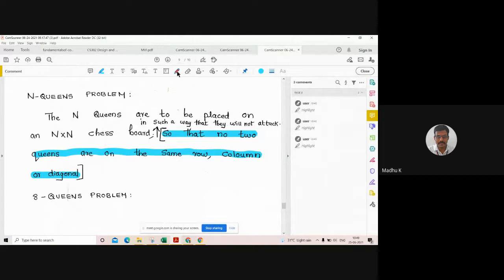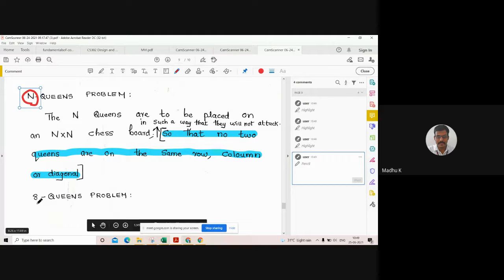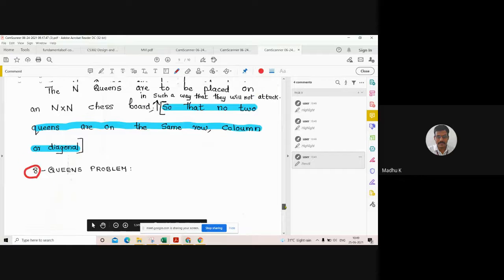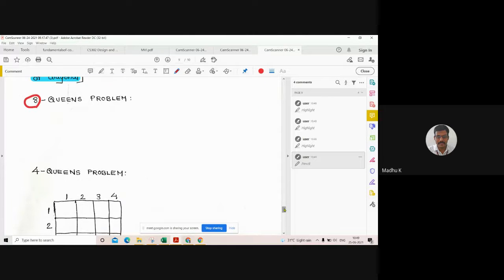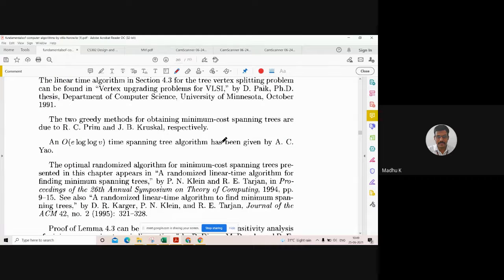This is the N-Queen problem. Then what is the 8-queen problem? The 8-queen problem means there are 8 queens and we want to place the 8 queens in an 8 by 8 chessboard in such a way that they will not attack each other. That is the 8-queen problem.